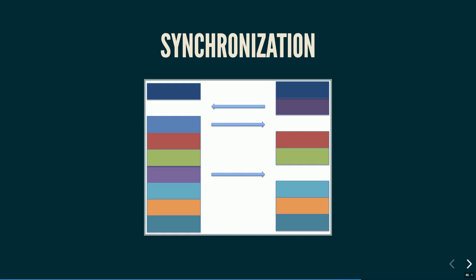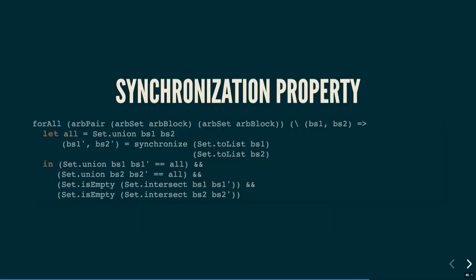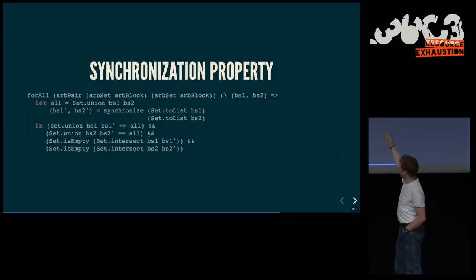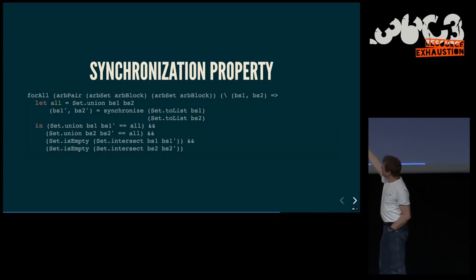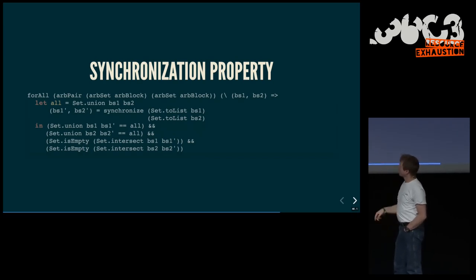And again, there are great algorithms for this based on Merkle trees. They're pretty complicated. You have to do a lot of bit fiddling with that. But fortunately, the property for that is pretty easy to write. So here's the property that says, the synchronization algorithm works on sets of blocks, whatever a block is. So you can see the property here for all pairs of sets of blocks, called BS1 and BS2, block set 1 and block set 2. What we want is, if we union those two, then we get all the blocks in the system.